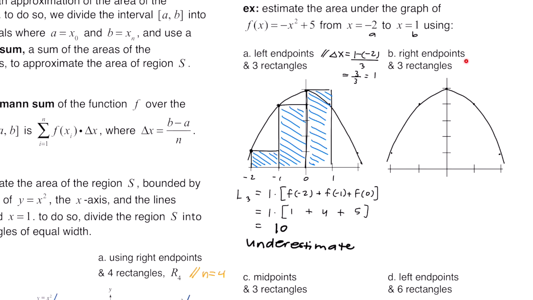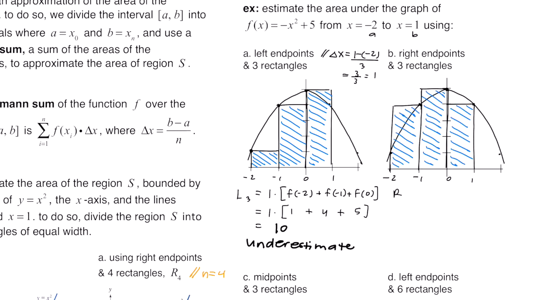Okay, for part B, we're using right endpoints, 3 rectangles. For our next interval, we're going from -1 to 0. So you go on the right, go up to the curve, put a dot, that's the height, and there's our rectangle. And again, from 0 to 1, you go on the right, go up to the curve, put a dot, and that's the height of the rectangle.